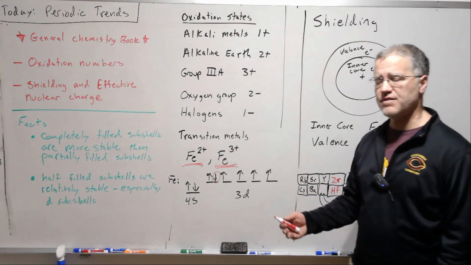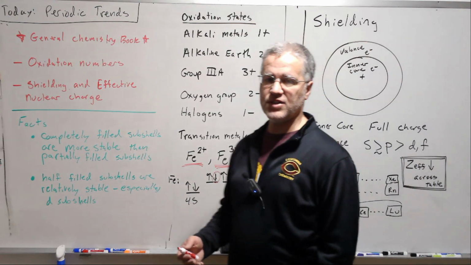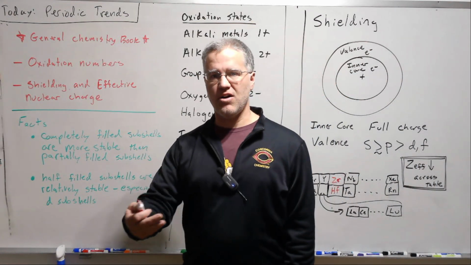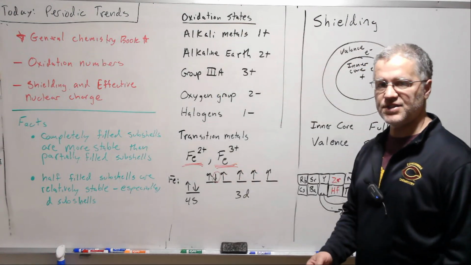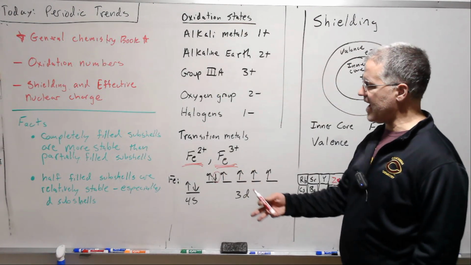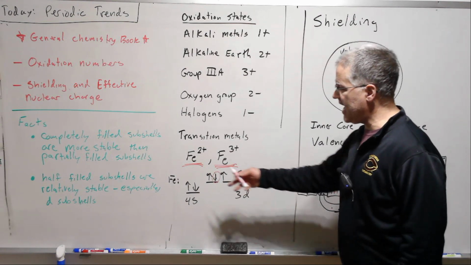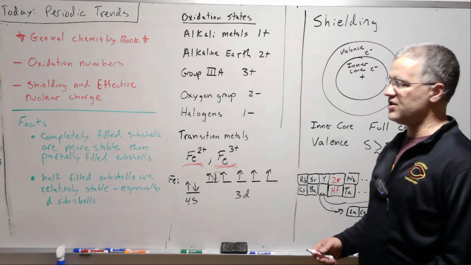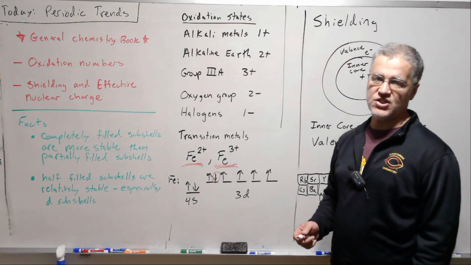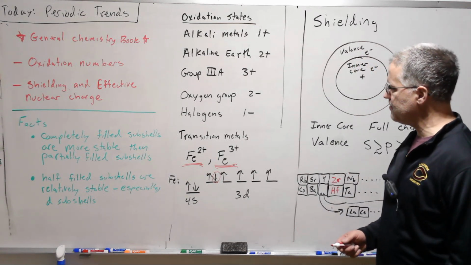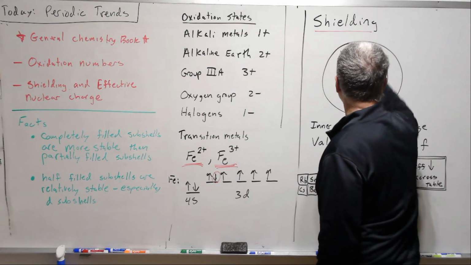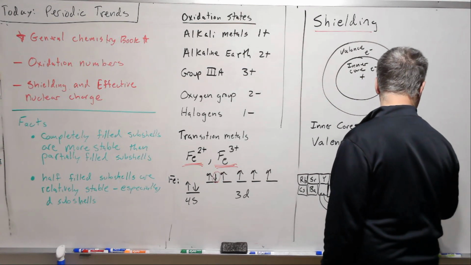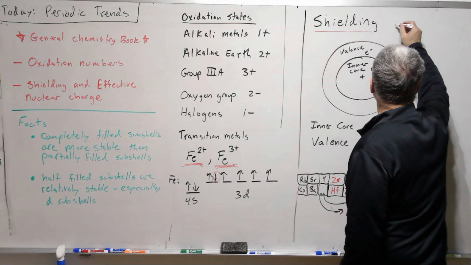So as you look through the different oxidation states of the transition metals, see if you can now explain to yourself, in terms of losing electrons and trying to get to that noble gas configuration and half-filled d shell configurations, why the common oxidation states are the way they are. All right, now let's talk about the most important things today: shielding and effective nuclear charge.